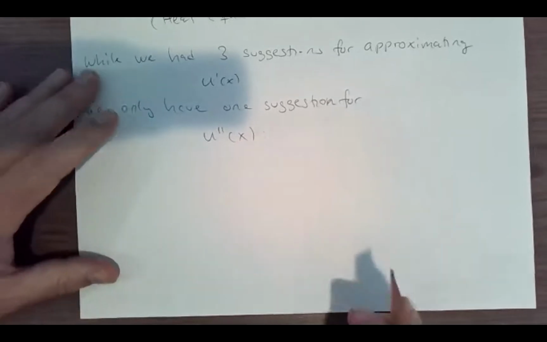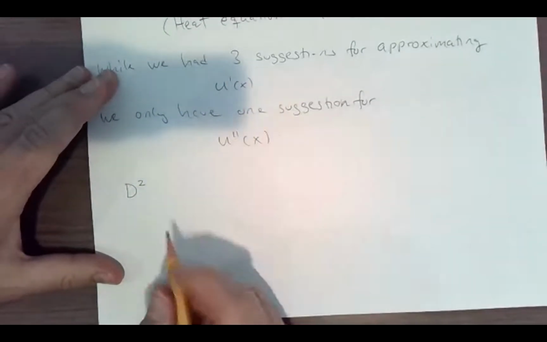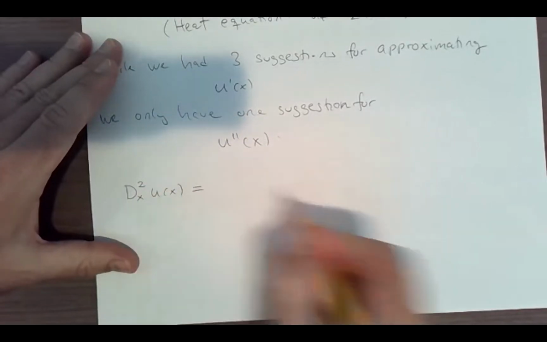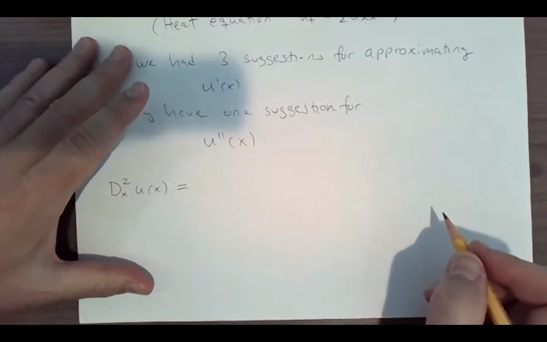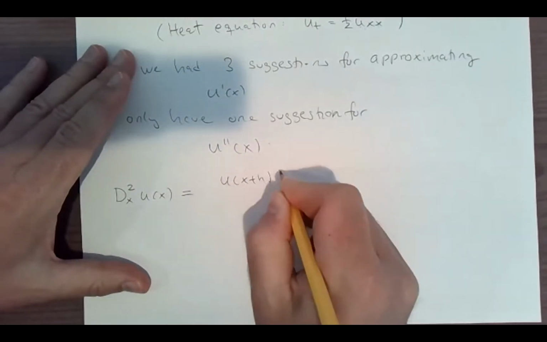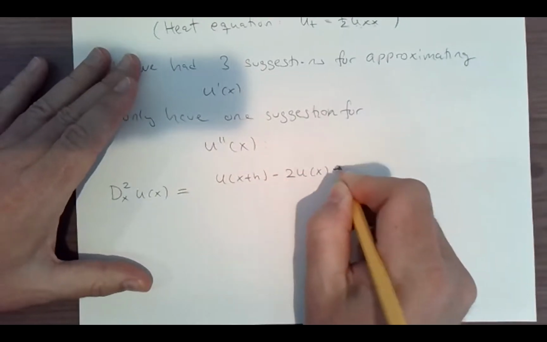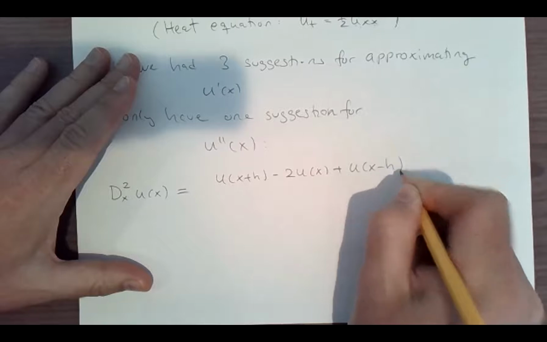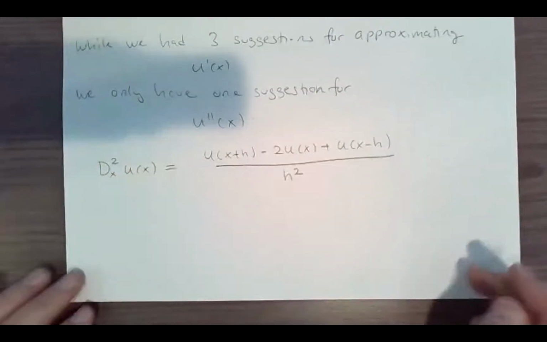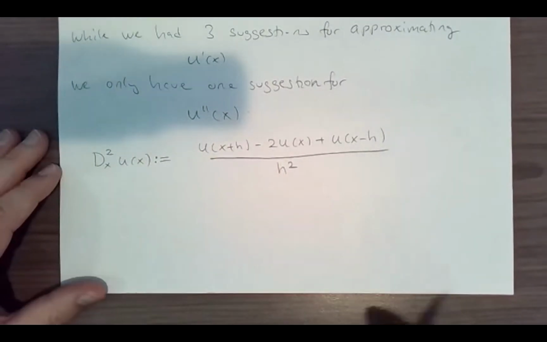And this suggestion is as follows. This is a D, and then you put a 2 up here, because it's the second derivative. The second derivative approximation, the way that it's suggested to approximate that is u of x plus h minus 2 u of x plus u of x minus h, everything divided by h squared. This is how it's suggested to approximate this.